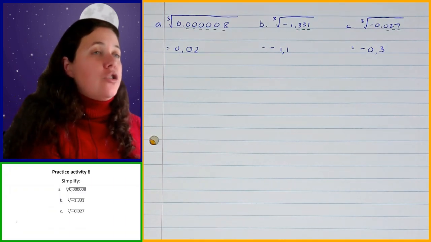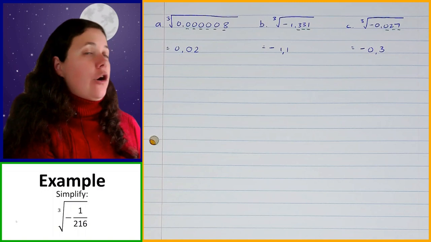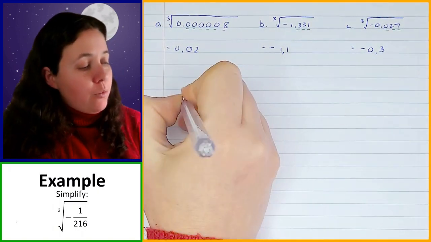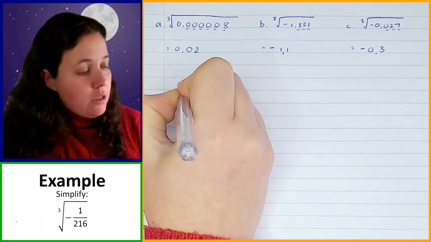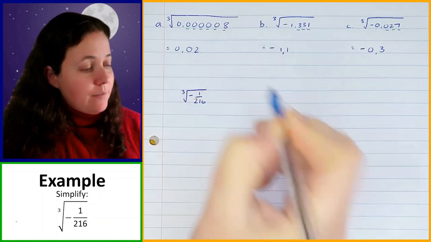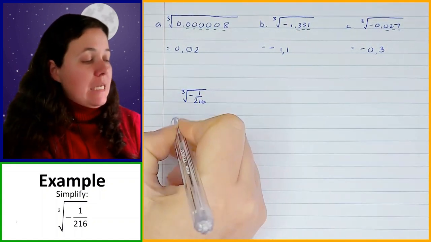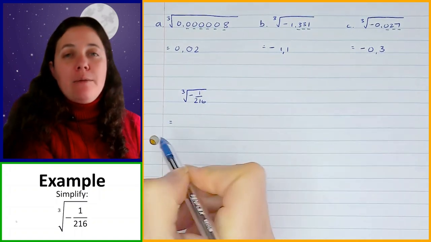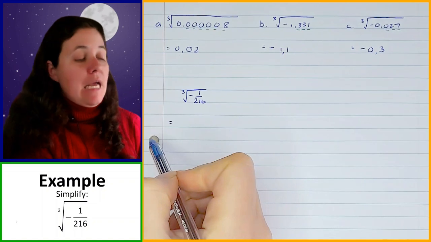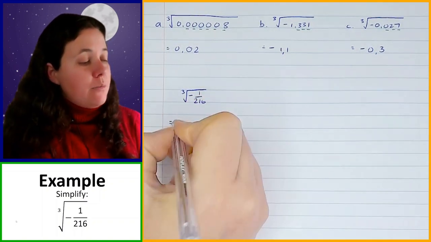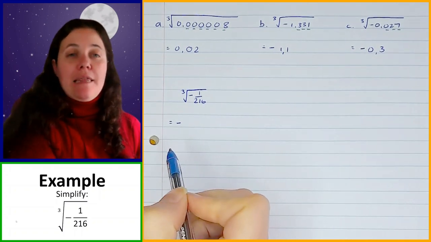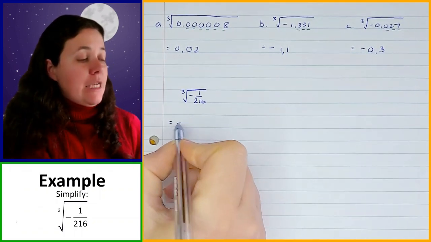Now we're going to go on to cube roots of common fractions. In this example, we have the cube root of negative 1 over 216. First of all, just like with our decimal fractions, the first thing I'm going to look at is my sign. This is negative, so that means I had to have a negative cube root. I had to have started off with a negative number that I was cubing in order to get that. So I'm going to have a negative over there.